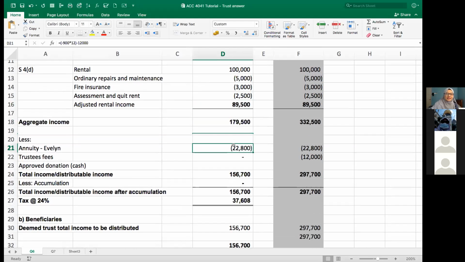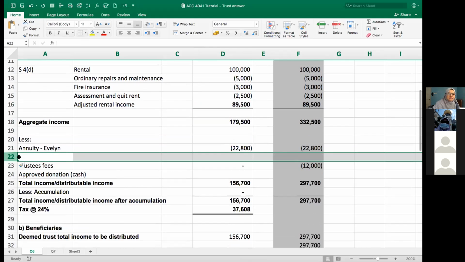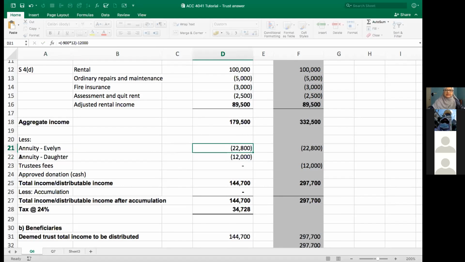So how do you get this annuity? 22,800. For wife and daughter times by 12. Sebab kalau I akan buat macam ni, annuity, daughter juga kan? Yes. Daughter tadi minus 12,000. Kat sini, wife dia berapa tadi ya? 10,800. Macam tu? Kan? So ada dua annuity, satu for Evelyn, satu lagi untuk daughter.